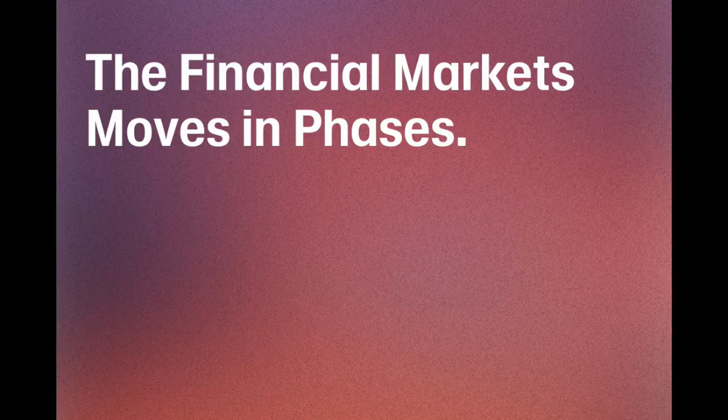The financial markets move in phases. This will be about market phases. Market drift is the long-term upward statistical tendency of an asset or index, created by growth, risk premia, and structural biases, not by the day-to-day mechanics of the market.